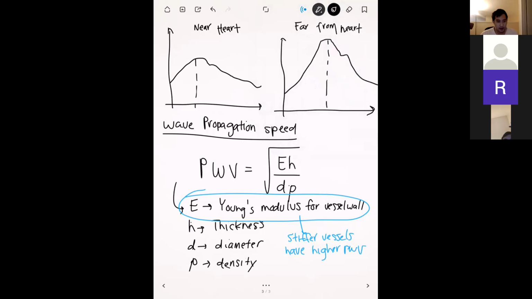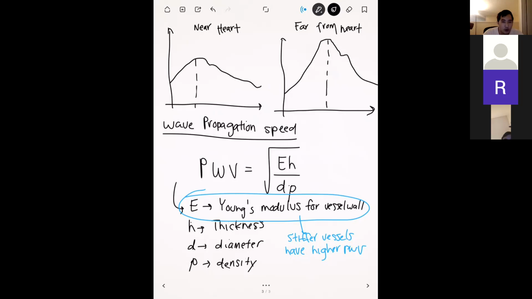And so this is really significant because as people get older, what tends to happen is that your blood vessels tend to get stiffer. And that's due to a lot of biomechanical, biochemical factors that are probably better served for a real biology class. But in terms of pulse wave speed, what this tells you is that older people have their pressure pulses traveling a lot faster in their system just because their blood vessels are a lot stiffer.